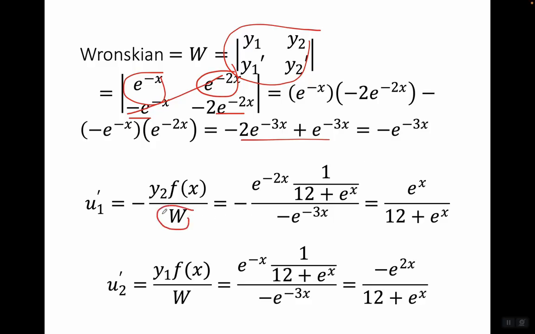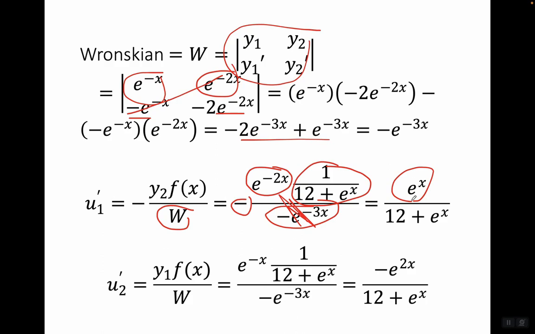So u1 prime is going to be negative y2 f of x over W. This is y2. That's our second solution to the homogeneous differential equation. This is f of x. So that was the right side of the non-homogeneous differential equation. This is the Wronskian, negative e to the negative 3x. And we have the negative sign out front. So when we simplify this, okay, the e to the negative 2x and e to the 3x just simplify, and that'll give us an e to the x on top. Negative signs cancel, and we're left with e to the x over 12 plus e to the x.